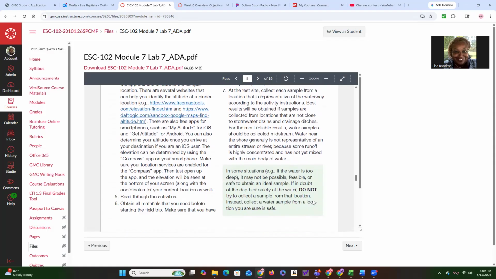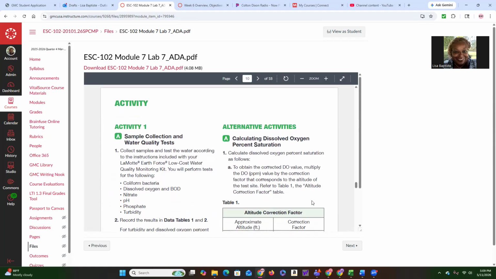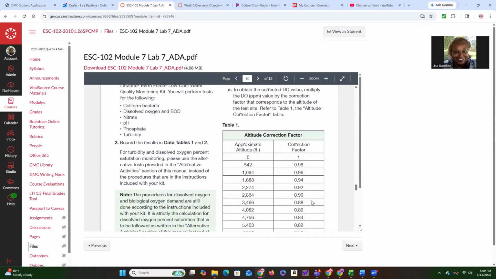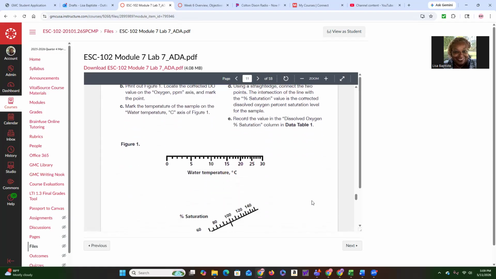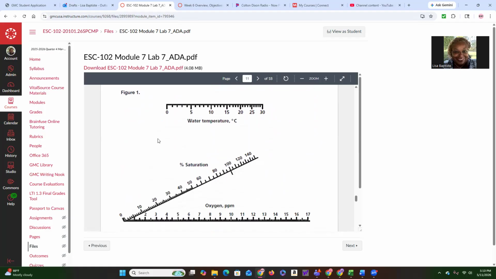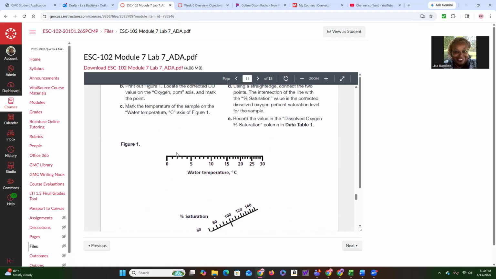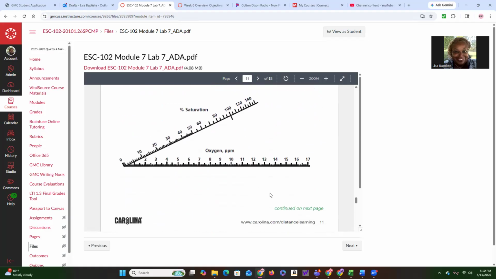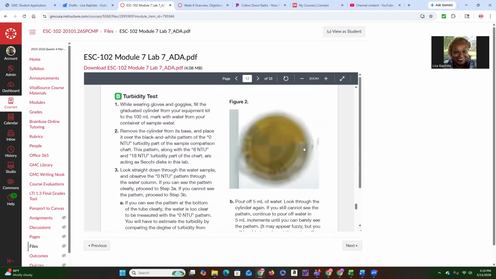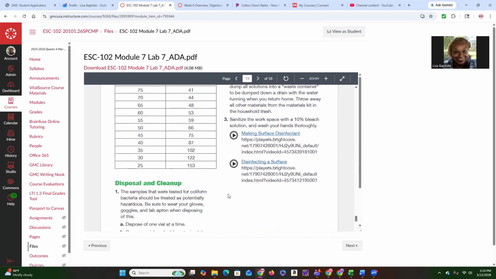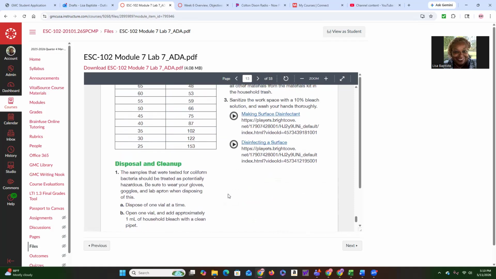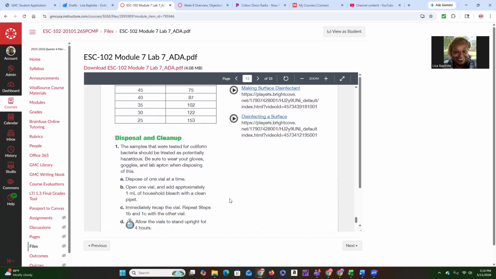You want to go through each of your steps. Make sure that you do take pictures of your samples. You do have these figures here that will help you do some of the tests. You also have turbidity tests that you'll be doing. It's very important that you follow the directions, and if you have questions, please let me know.